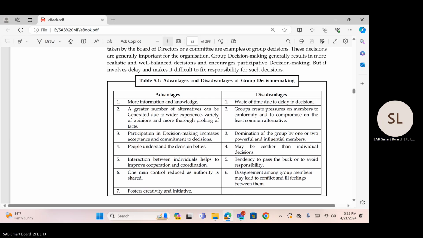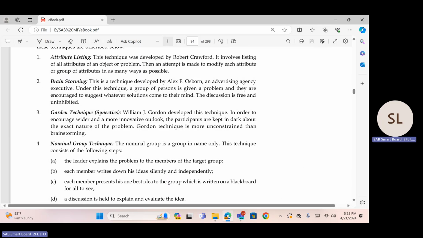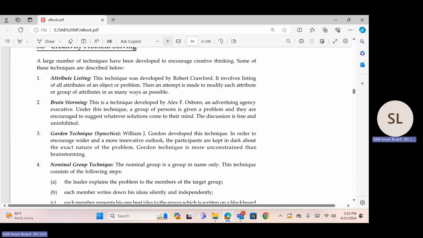Steve Jobs, Bill Gates, those are individual characters. But they promoted teamwork also, no? Based on their individual orientation, they promoted teamwork. And there are team decision making or group decision making techniques used to have creative thinking and creative operation.